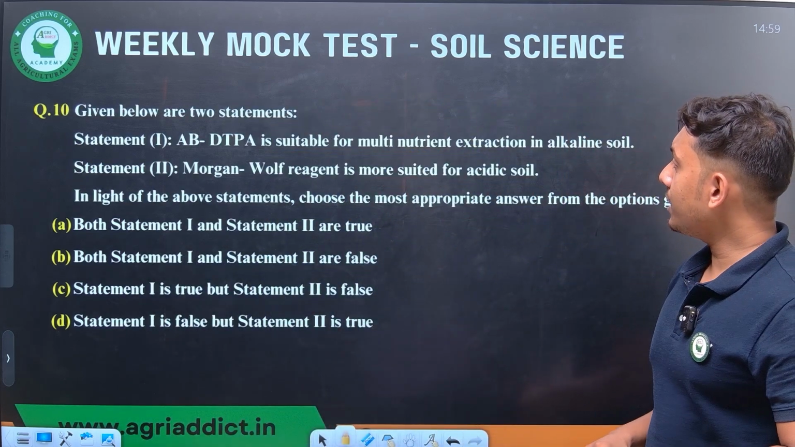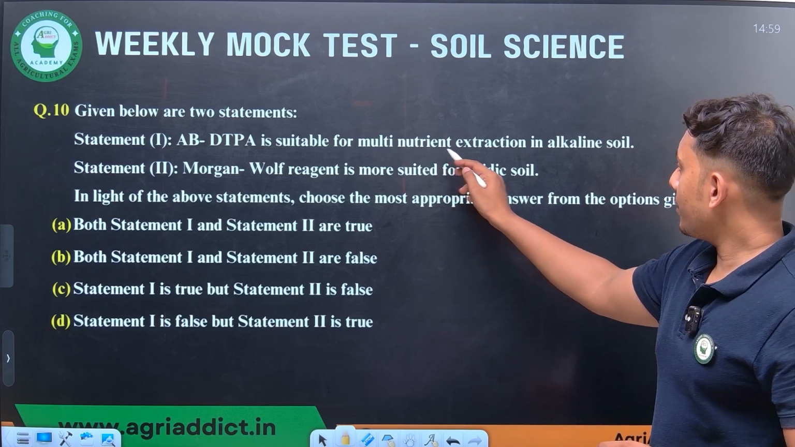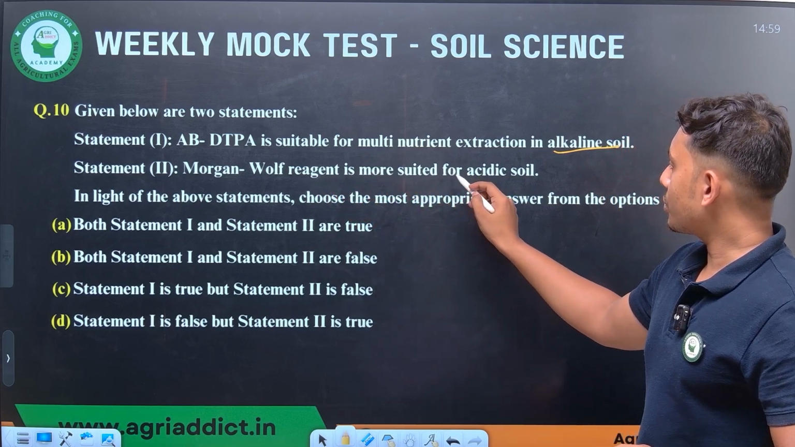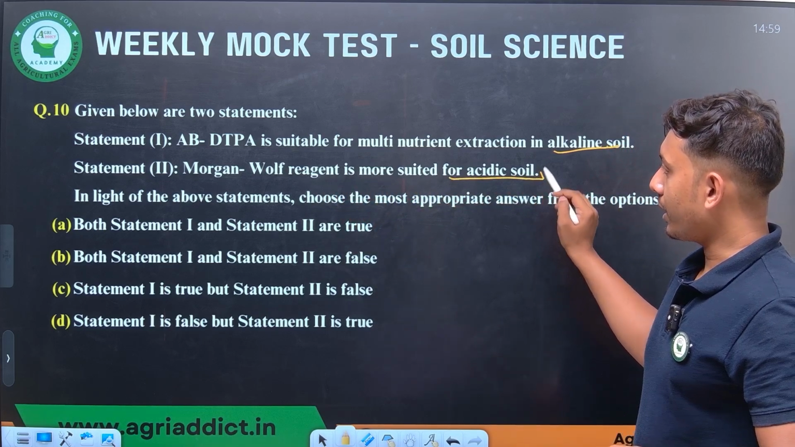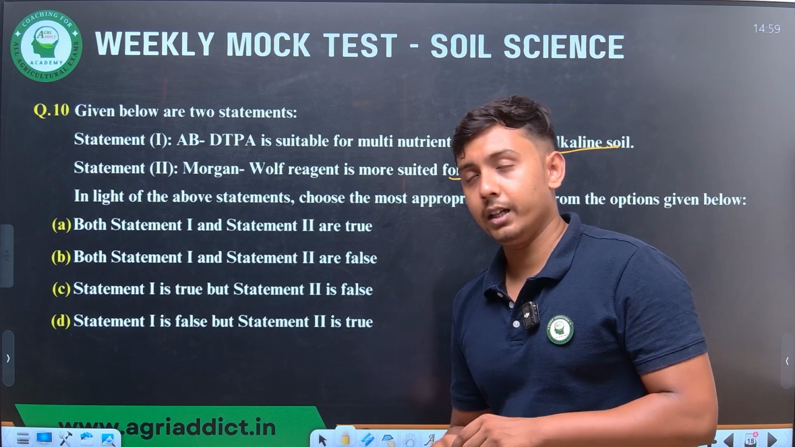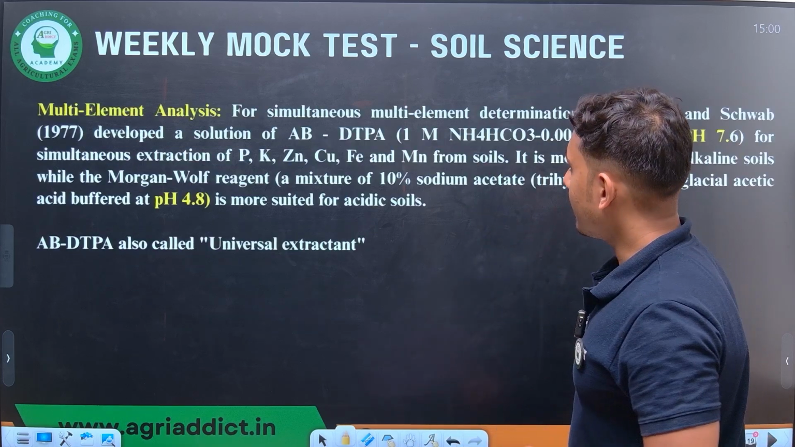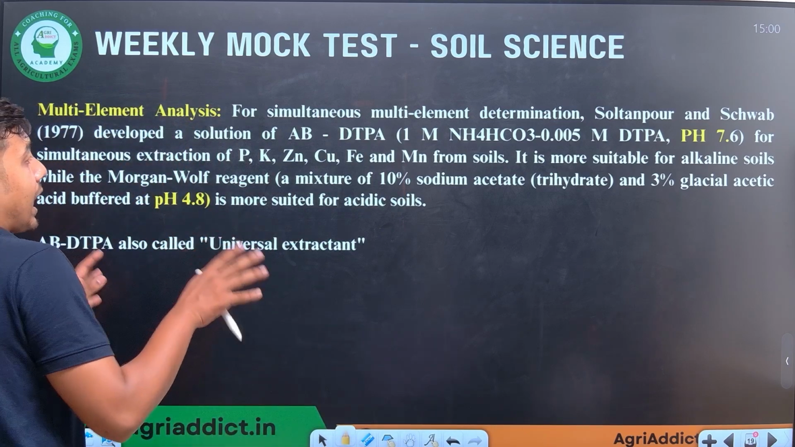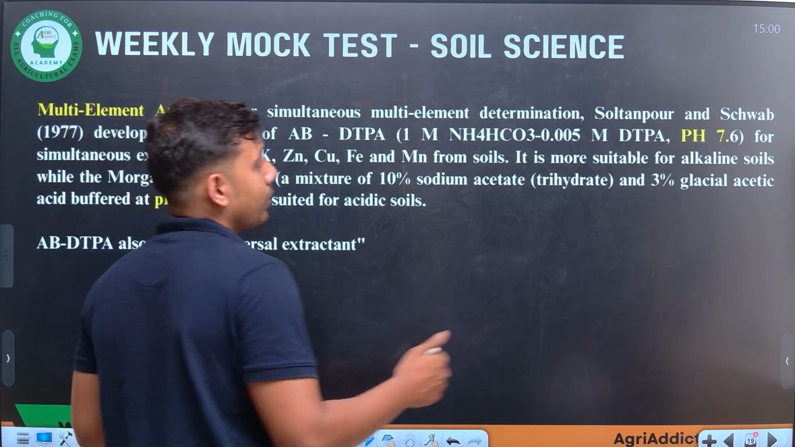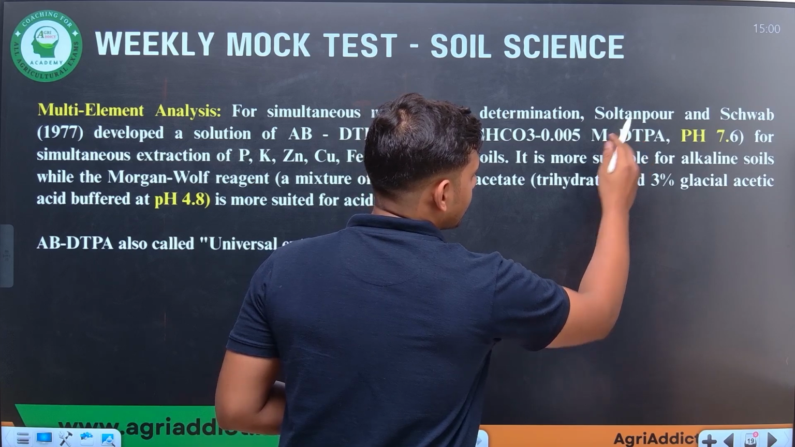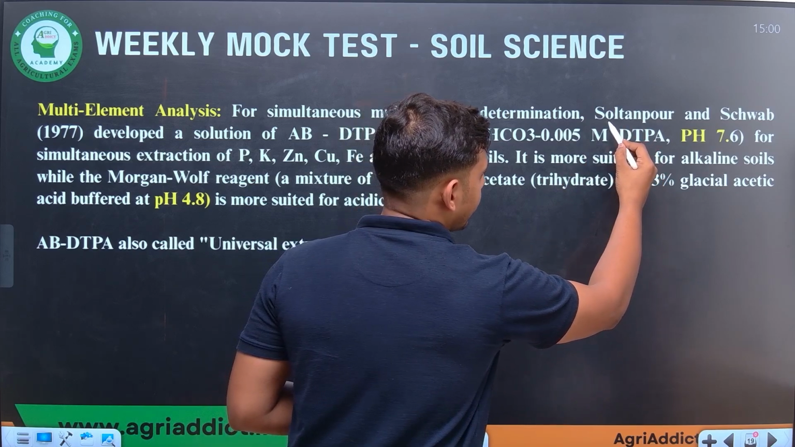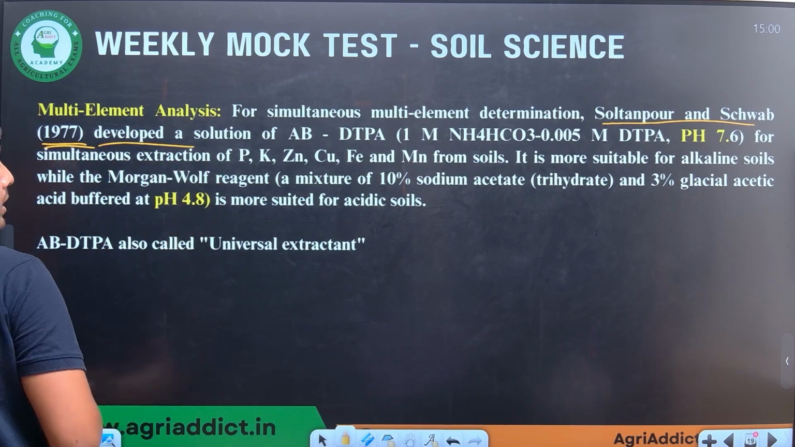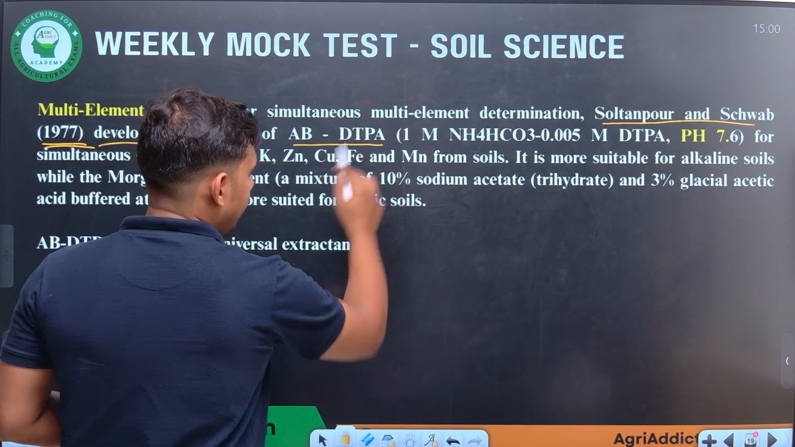Next, AB-DTPA is suitable for multi-nutrient extraction in alkaline soil. Morgan-Wolf reagent is more suited for acidic soil. Okay, here both the statements are correct. So let's know about multi-nutrient, multi-elemental analysis. For the simultaneous multi-element determination, who proposed or discovered this technique? Soltanpour and Schwab in 1977. They developed this solution, that is AB-DTPA.